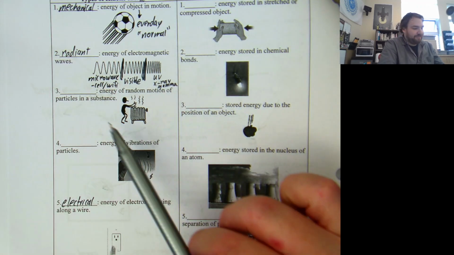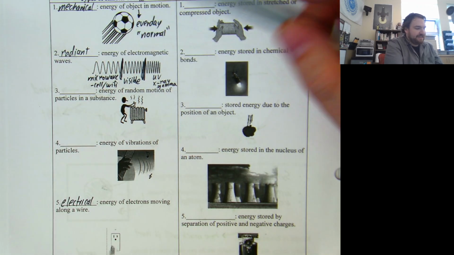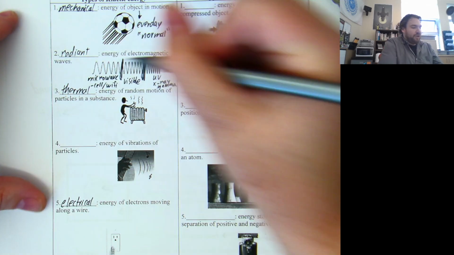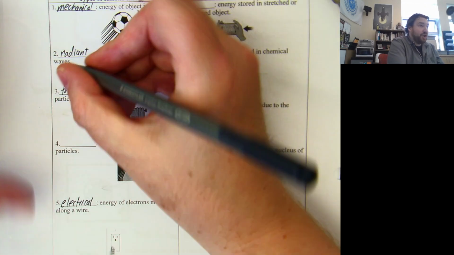Okay, so the next one. Moving objects. Mechanical, radiant, thermal. Thermal energy, when we think of thermal energy, we often think of what? Four-letter H word. Heat.